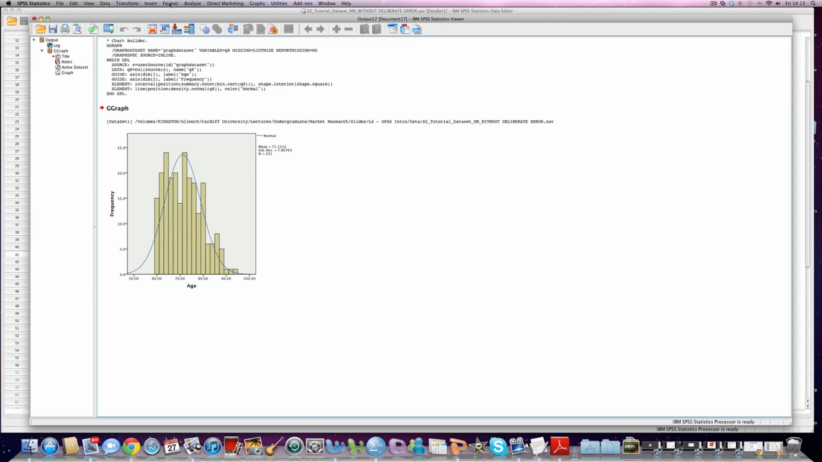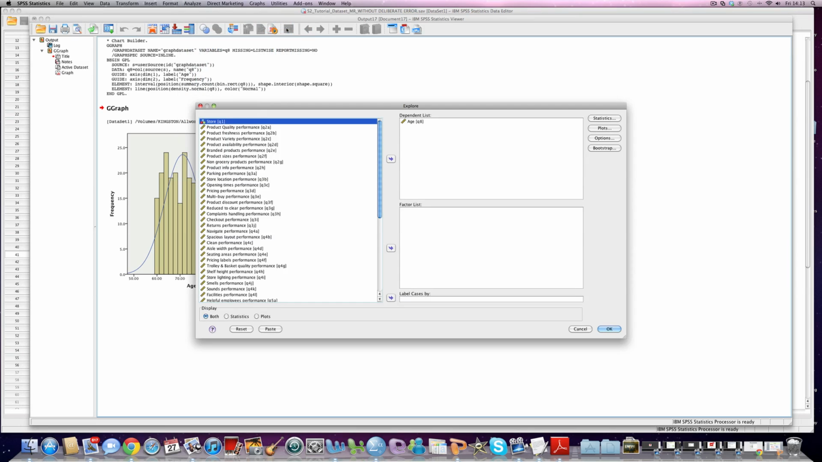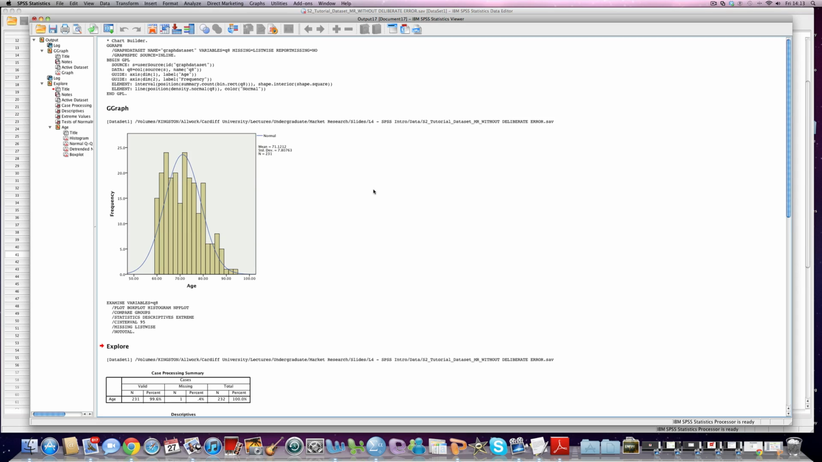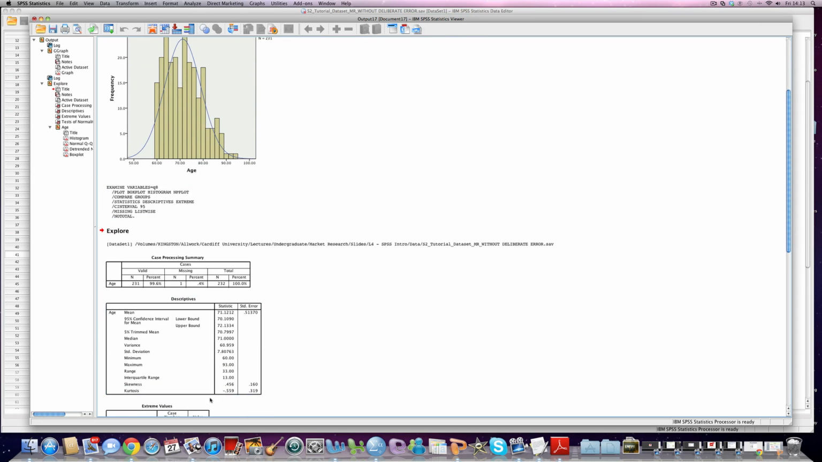If we're worried about this, we can quickly run an explore for age and look at the kurtosis and skewness. And as we can see here, both are less than minus one and one, and therefore we don't have to worry so much.